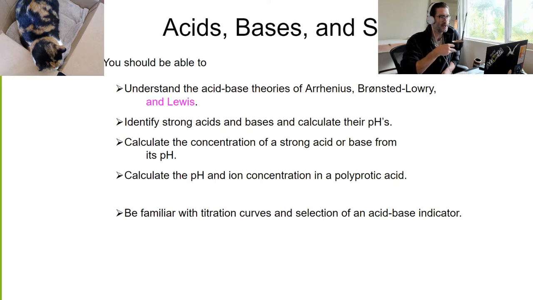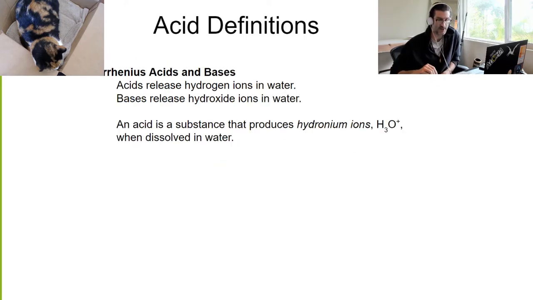We're going to be able to calculate the pH and ion concentration in a polyprotic acid. We're going to talk about what that word means, polyprotic, and then we're going to gain some familiarity with something called a titration curve and the selection of an acid-base indicator, and those will be in future lessons.